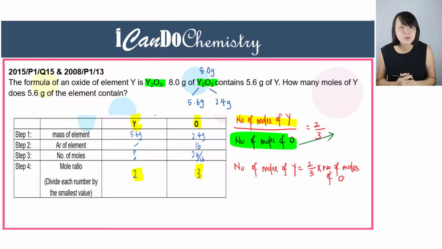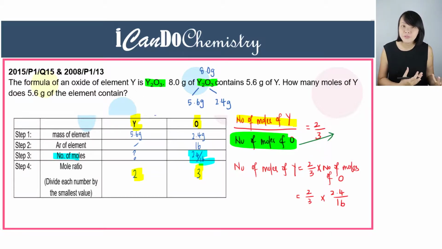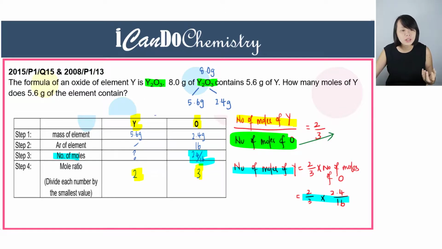Now, do we know the number of moles of O? Yes, we know. We actually worked it out over here in the table. The number of moles of O is actually 2.4 divided by 16. So we can just plug this value into the equation. The number of moles of Y will be 2/3 multiplied by 2.4 divided by 16. So with that, we have already found the answer. Do we have this value in the options?